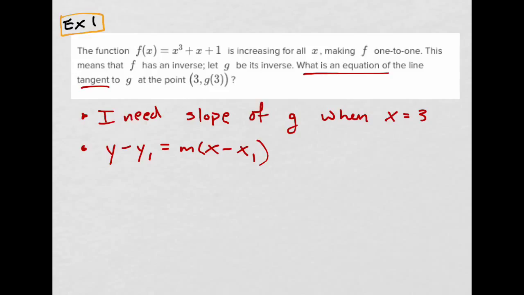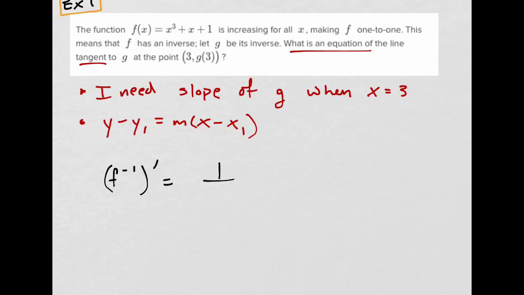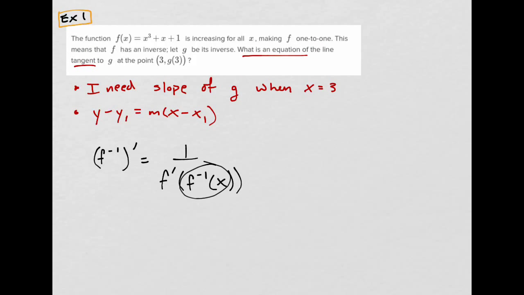So the first order of business is to find the slope of g. Well, I have a formula. If I want to take the derivative of an inverse function, that's going to be 1 over the derivative of the regular function composed with the inverse function. But here's the thing: I don't have the inverse function. What? That's crazy. I don't have it. But I do know some things.